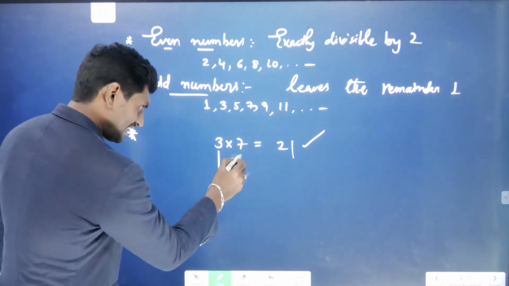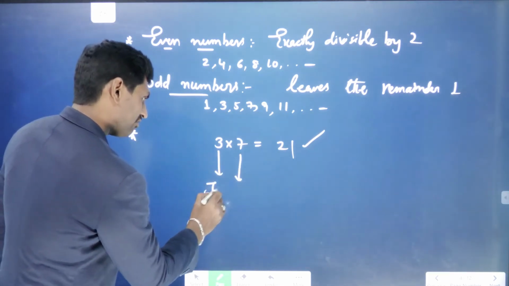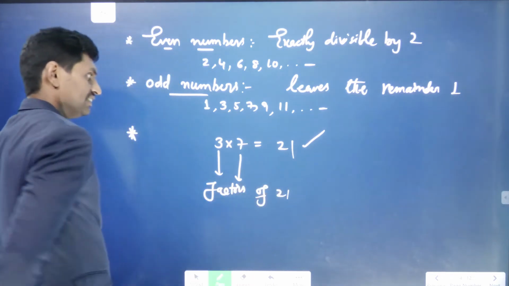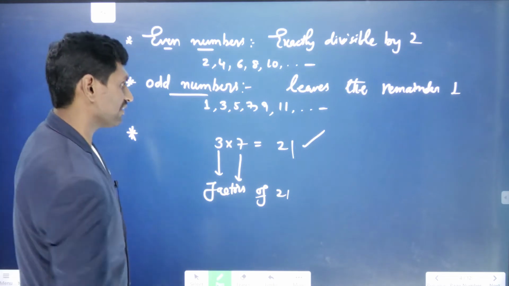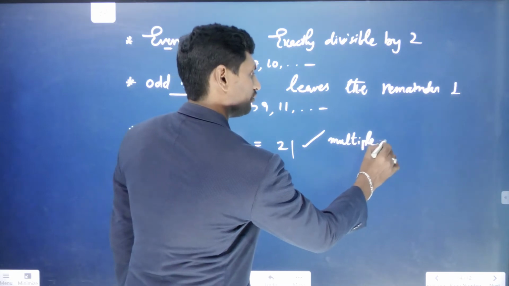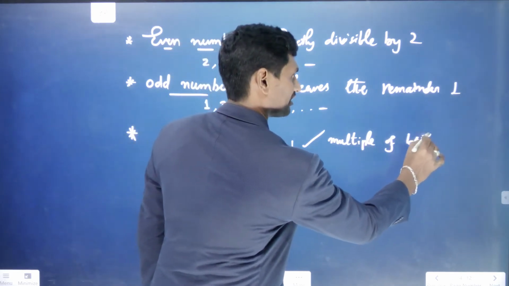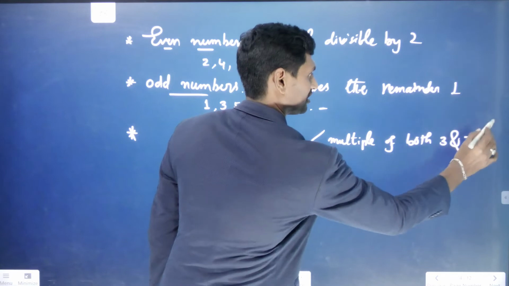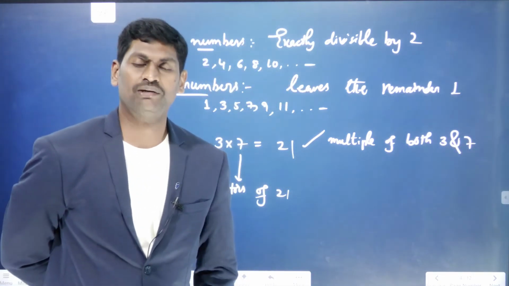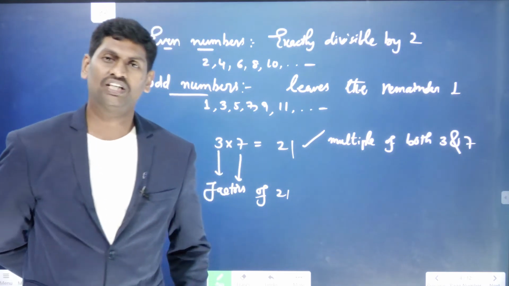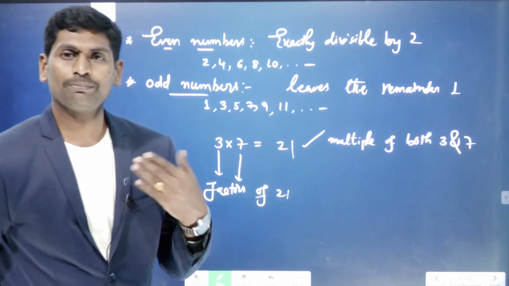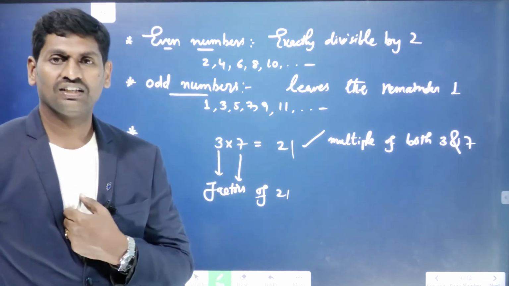And 3 and 7 are factors of 21. 21 is a multiple of both 3 and 7. Okay na? So simply we can remember the multiple is nothing but a table. 3 table means what are the numbers that will come in 3 table? 3, 6, 9, 12, 15, 18. So these are all multiples of 3.